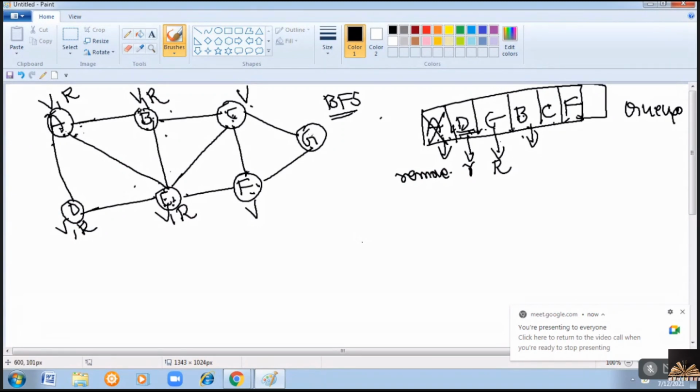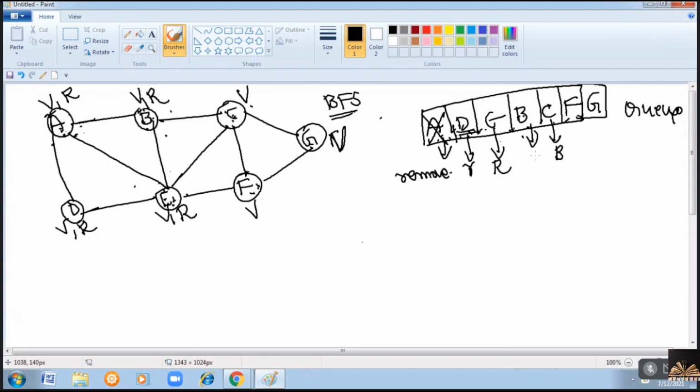What are the adjacent vertices of C which are not visited? F, which is already visited, but G is not visited. So visit the vertex and insert it into the queue and remove C. Next in the queue is F. What are the adjacent vertices of F which are not visited? C and G, but they are visited. So you just remove F. Now your queue contains only G.